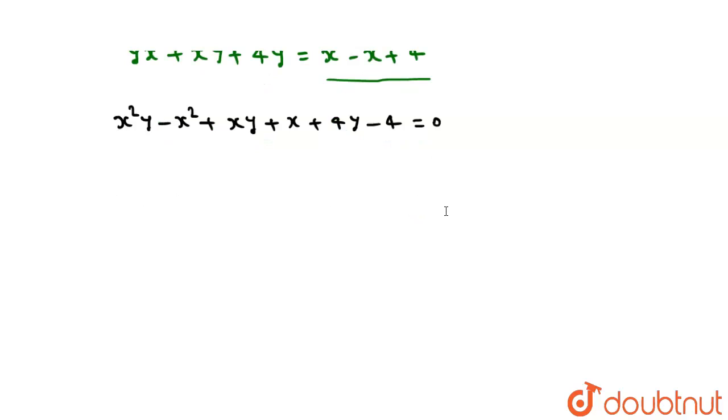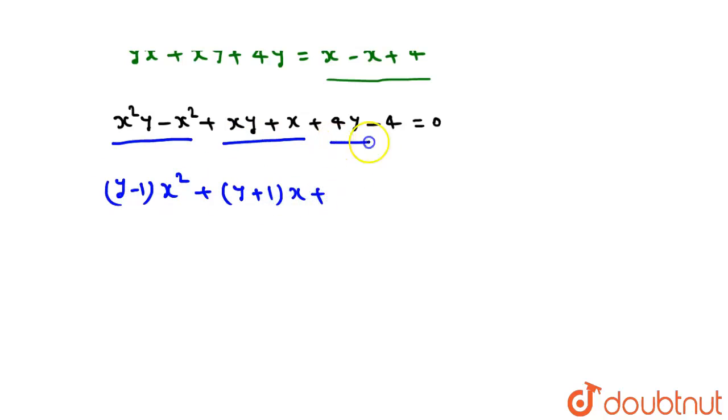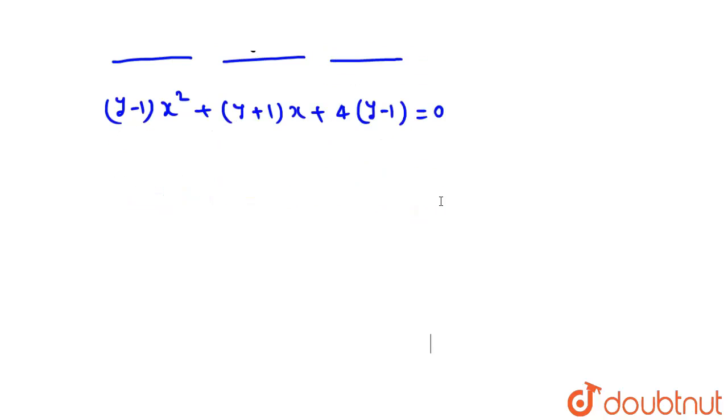Now we make a quadratic equation in x. In these two terms we take common x square, so it will become y minus 1 into x square, plus in these two terms we take common x, so this will become y plus 1 into x, plus here we take common 4, so we get y minus 1 is equal to 0. This is the quadratic equation in x, and in the question it is given that x should be real.